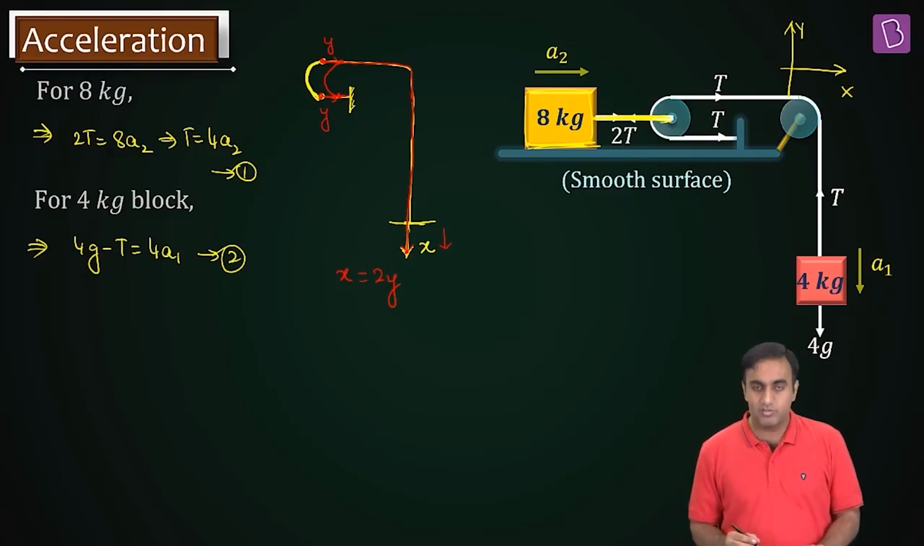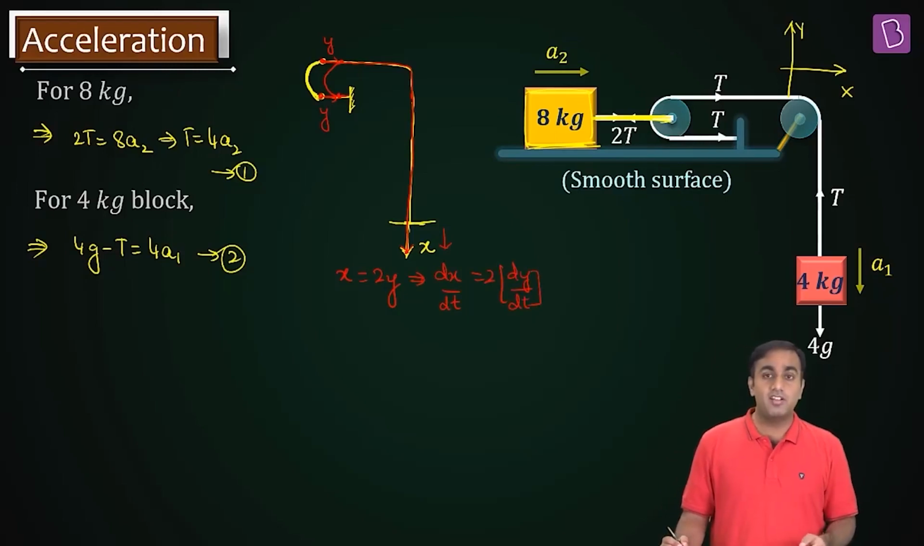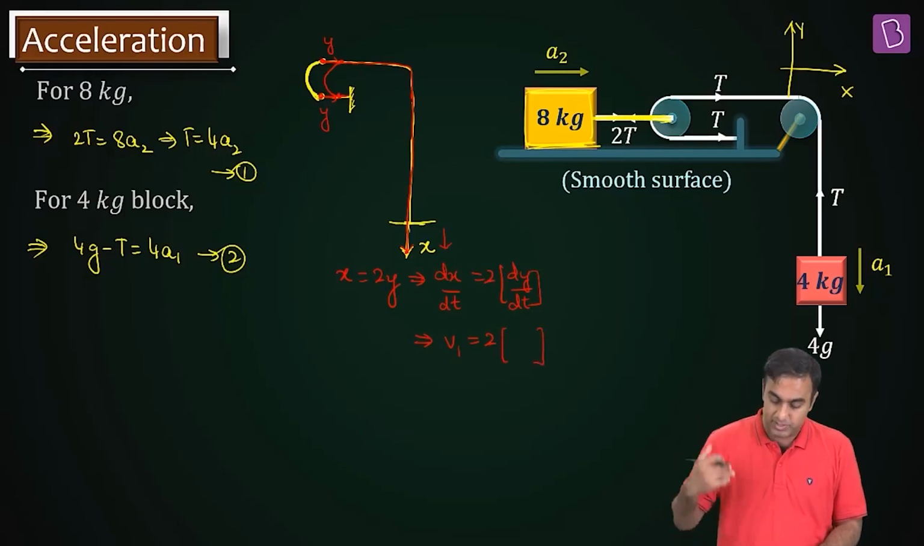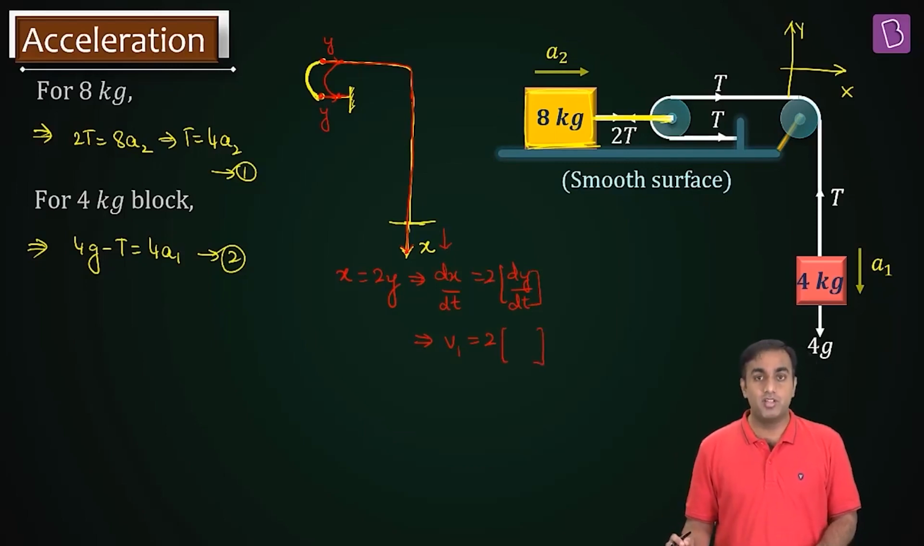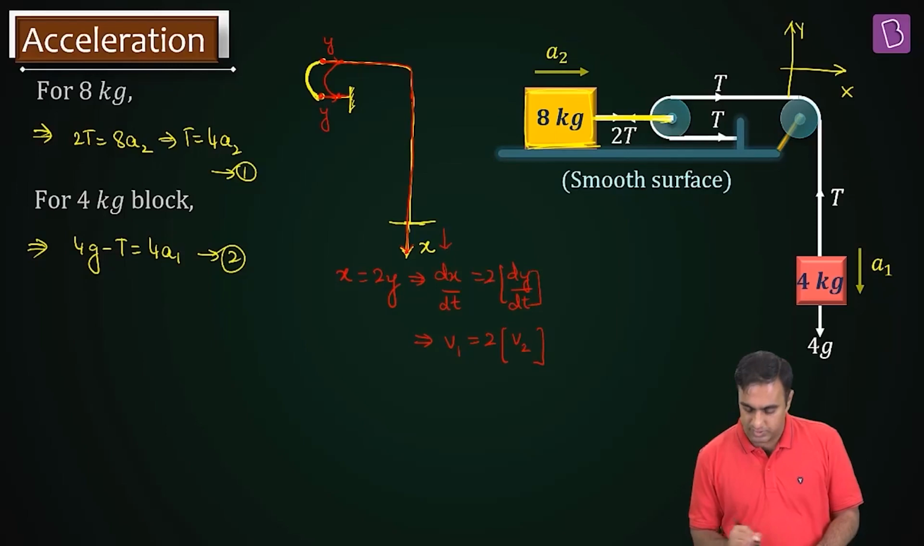Let's say we differentiate this once with respect to time. What do we get? We get dx by dt equals 2 times dy by dt. What is dx by dt? It is the variation of position of the 4 kg block with respect to time. That's the velocity. So we have got the velocity of the 4 kg block on one side. That's equal to 2 into what is dy by dt, the velocity of the movable pulley, which is also equal to the velocity of the 8 kg block. So it is v2 here.